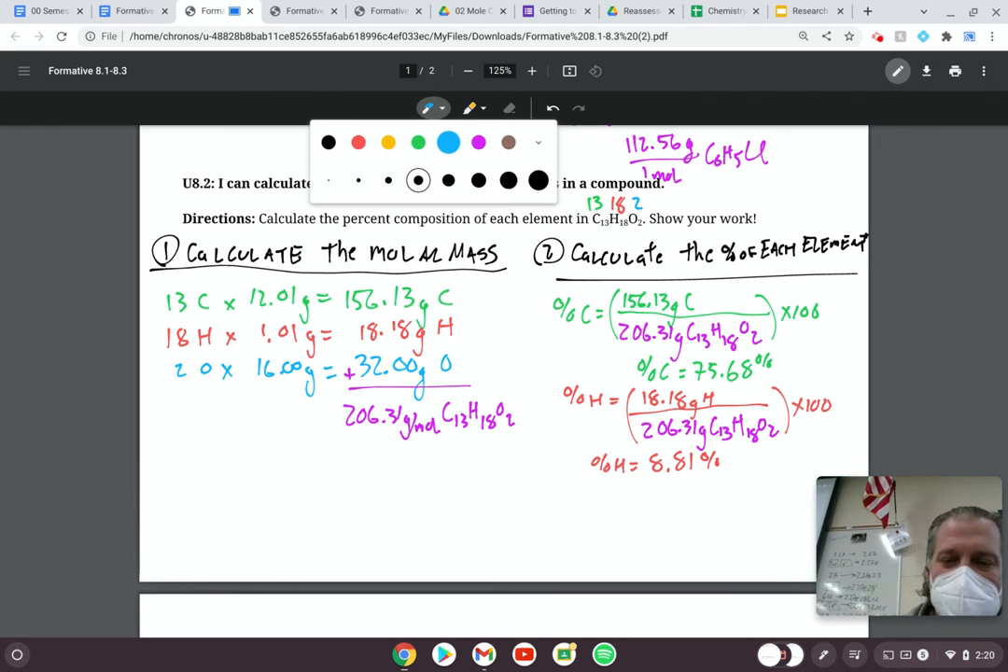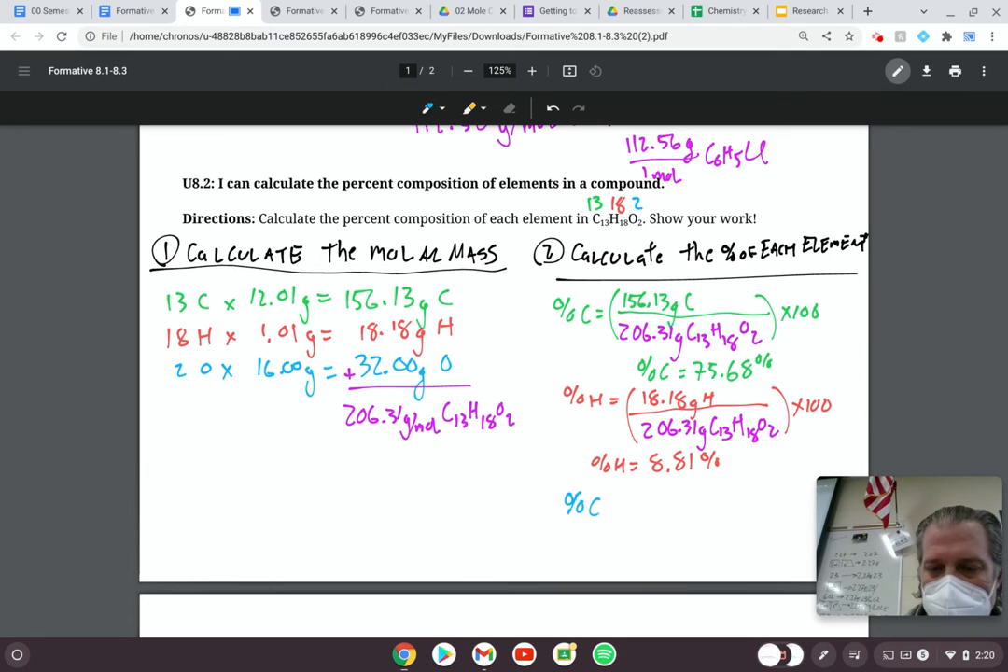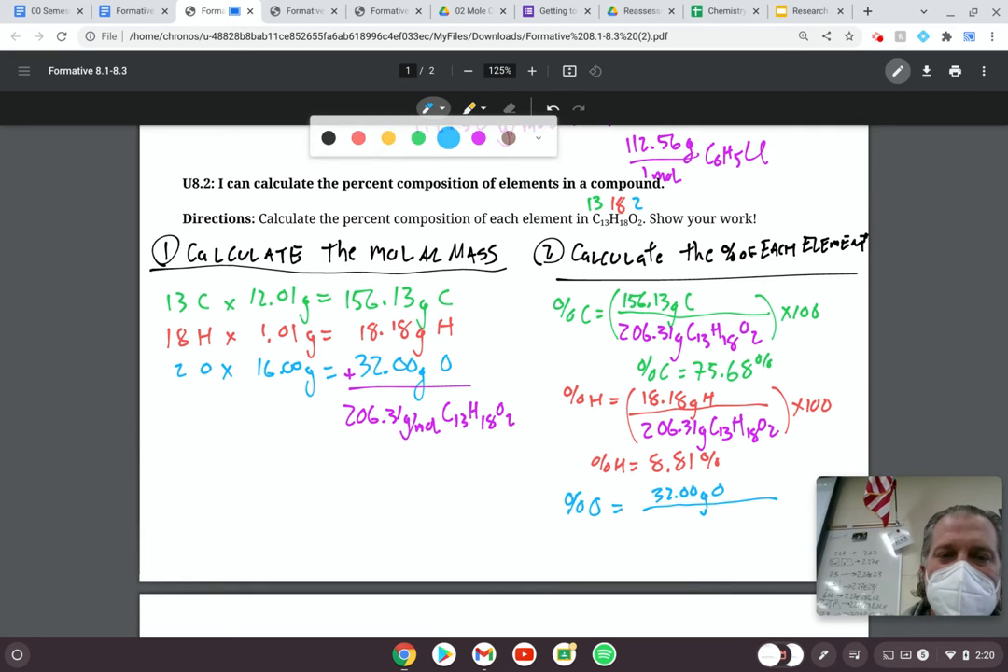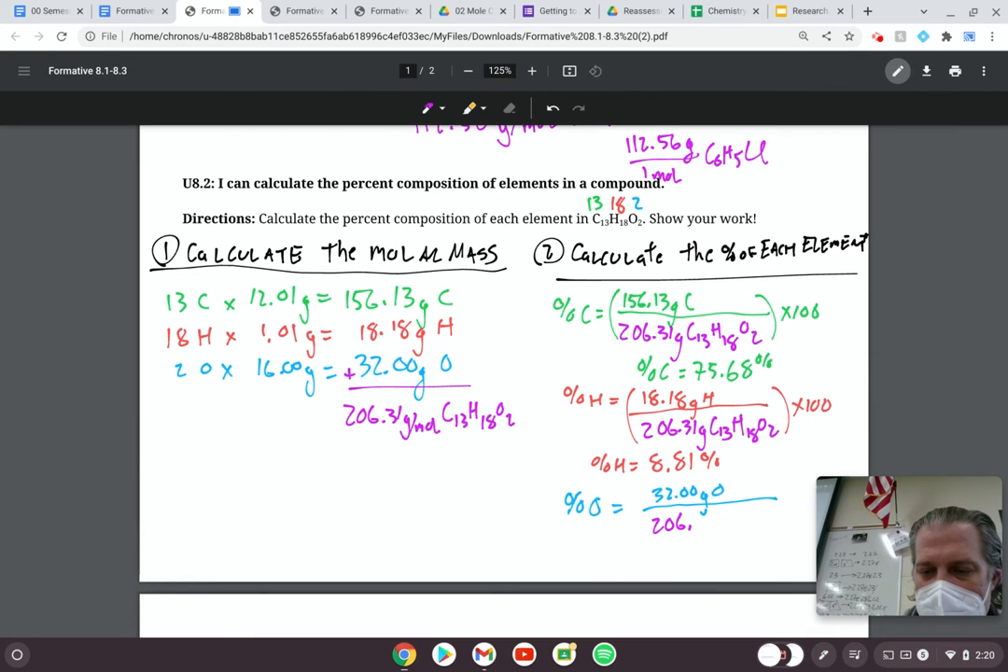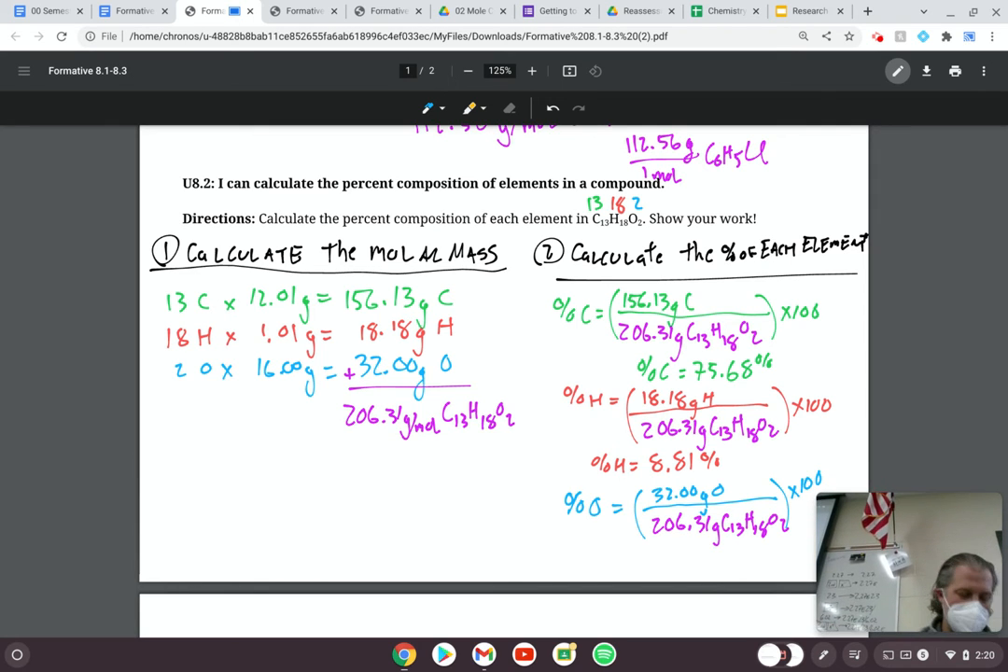And then lastly, oxygen. We're going to take the 32 grams of oxygen and put it over the 206.31 grams of C13H18O2 times 100. So 32 divided by 206.31 times 100 gets me a percent of oxygen equal to 15.51%.